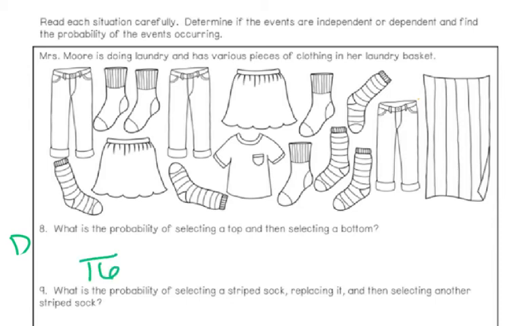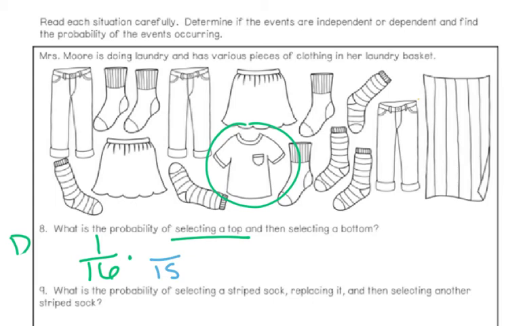And first it wants to know about selecting a top. So when I look in this laundry basket, there's only 1 top. So the probability of selecting a top is 1 out of 16. Then our next event, we already said we're going to take that top out and we're going to keep it. So now we're only going to have 15 items left in the laundry basket.